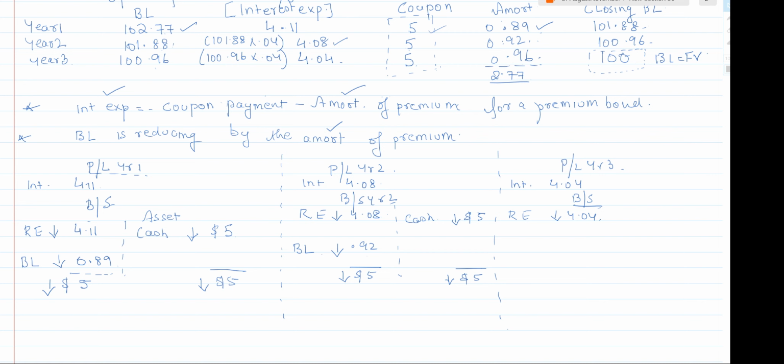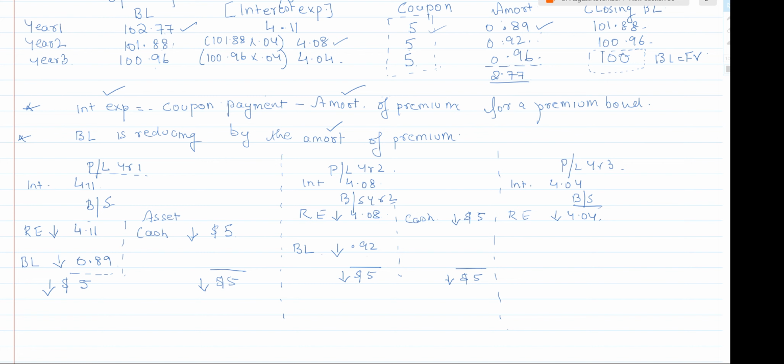Guys, please tell me by how much would my bond liability go down? In which year, sir? It's just 0.96, third year. Guys, here in year 3, my bond liability would go down by 100.96.